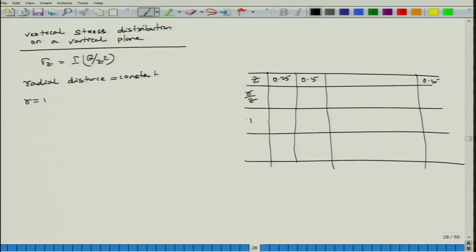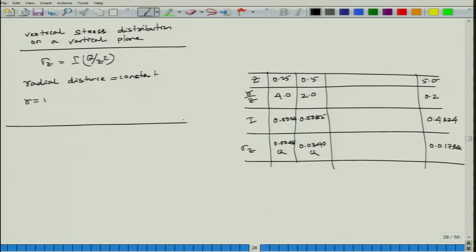For R by z, I and sigma z: for 0.5 it is 4.0, I is 0.0004 and sigma z will be 0.0048 Q. Then for 2.0, I is 0.0085 and sigma z will be 0.0340 Q. And for 5.0, it will be 0.2, I is 0.4324, and sigma z is 0.0173 Q.